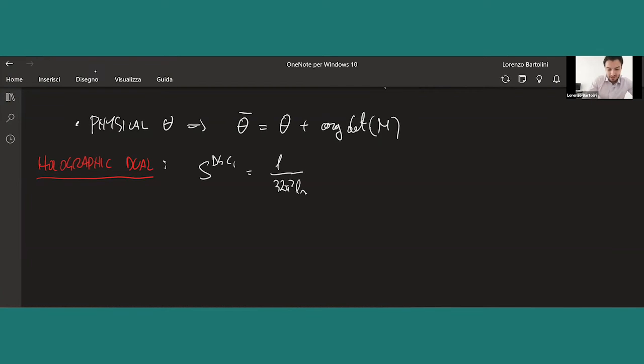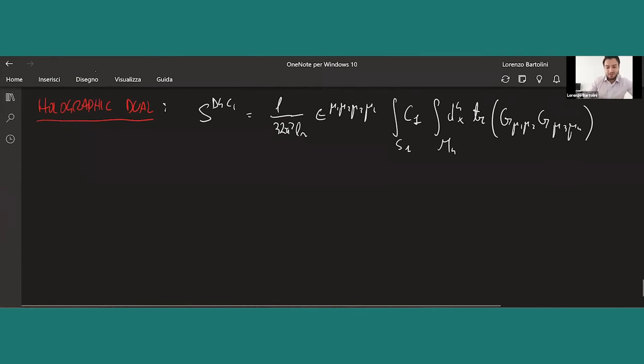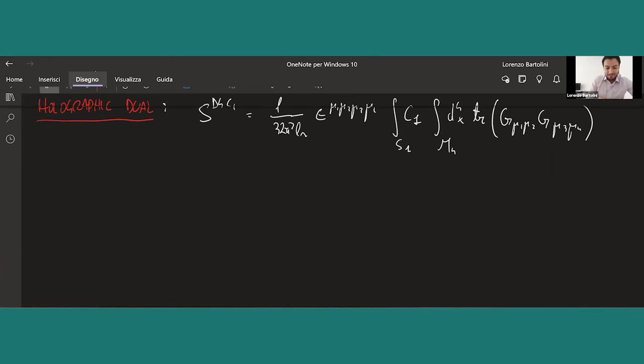Where you have the string length factor, mu1, mu2, mu3, mu4, integral over the circle S1 of the one form of Ramond-Ramond, integral over the other four directions of the trace of G mu1, G mu2, G mu3, G mu4. Okay, so I call them G again because these are the field strength of the gauge field on the D4 branes. And so it is now manifest that this object here reproduces theta.